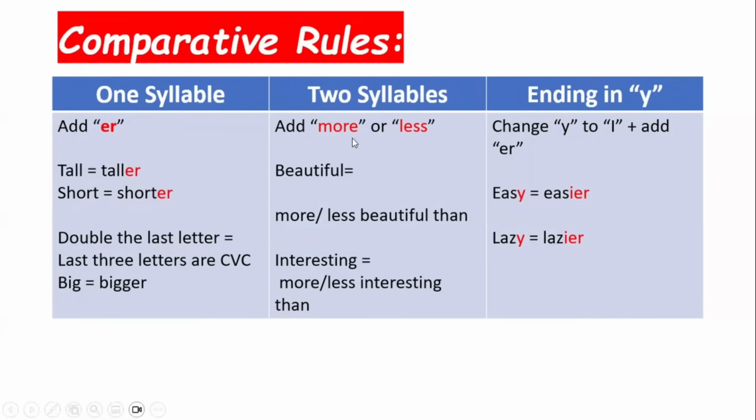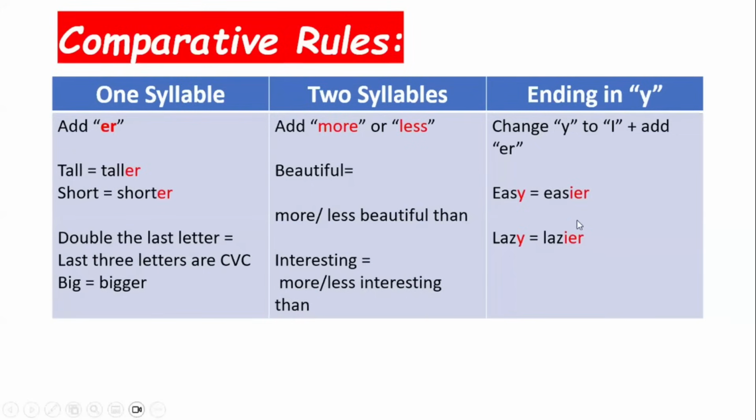Then if we have an adjective that is more than one syllable, it's a long one, like beautiful. This is a long adjective. It has more than one syllable, could be two or even more. يعني when I said two syllables, I mean two syllables or even more. So what do we use? We use more or less before the word. So beautiful, more beautiful, أكثر جمالا, or less beautiful, أقل جمالا than. And then we have another example like interesting, for example, more interesting or less interesting than.